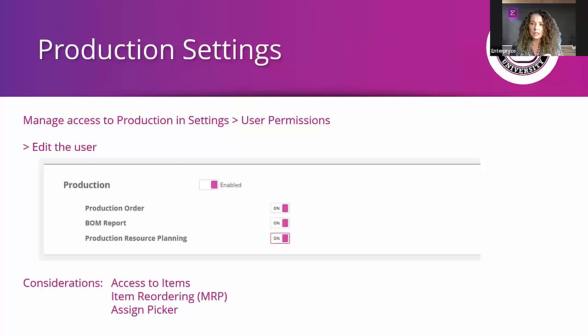So you need to check each of these areas to ensure that if a user needs to avail of the MRP, they've got access to item reordering in purchasing. The third one is assign picker. If you want them to be able to assign a picker in the pick menu, again, that's through the items permissions. At the very end of the demonstration, if we have time, I'll show you in the permission screen where you need to ensure that each of those elements is switched on for the user, in case there's something you can't see and you're wondering what you haven't enabled. So those are your considerations to have in place before using the full production module.